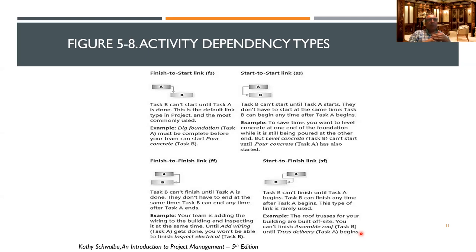So you cannot finish your task until A begins, right? In this case, B is your assembling the roof. You cannot finish it until the delivery starts. If they say, oh, sorry, our truck has a flat tire today, we can't deliver today, you cannot finish the activity. You have to wait until the delivery starts, only then you can finish your installation of the roof. So it is a start to finish relationship. Okay, this is not very commonly used. The other three are mainly used, but this can also happen.